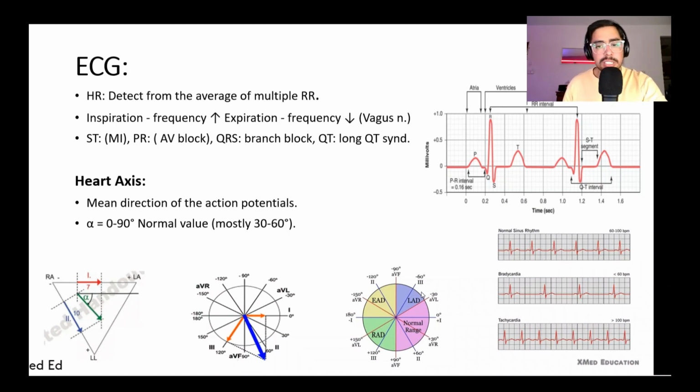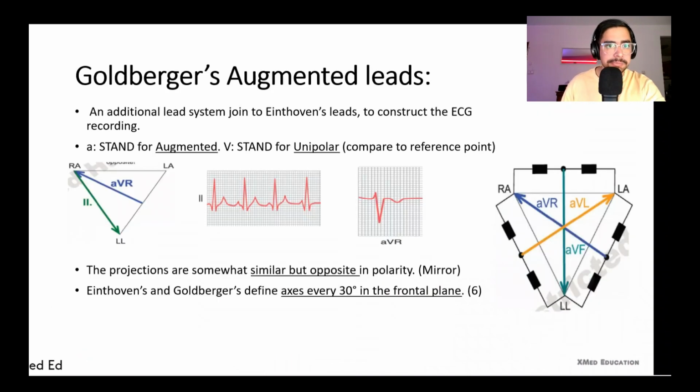The other one is from -30 to -90. This is left axis deviation. And if it's from -90 to 180, which is exactly the opposite of the normal range, there will be extreme deviation, which we call extreme axis deviation. It depends if it's more toward the right side or left side. They have different names that you don't need to know for your physiology.